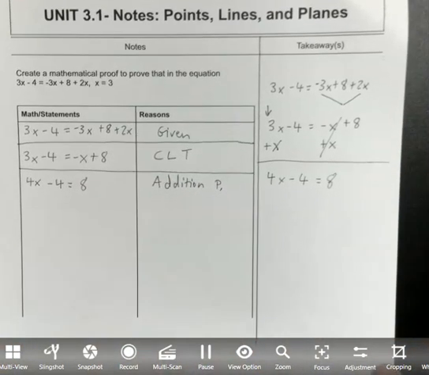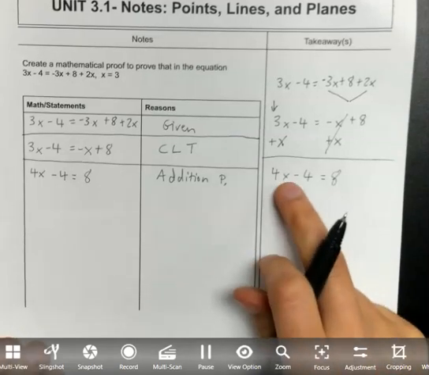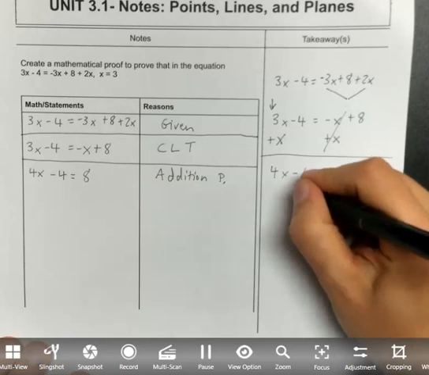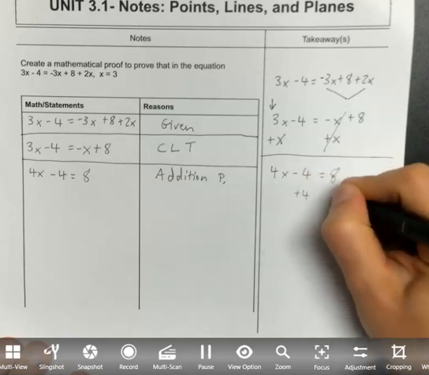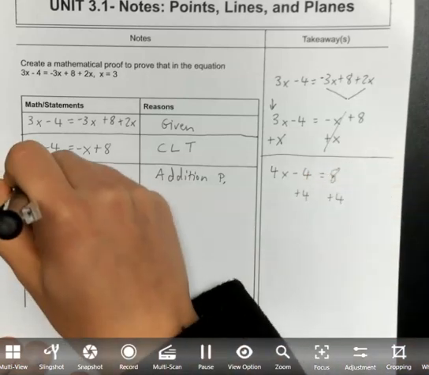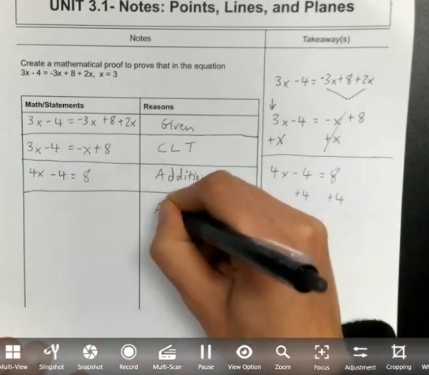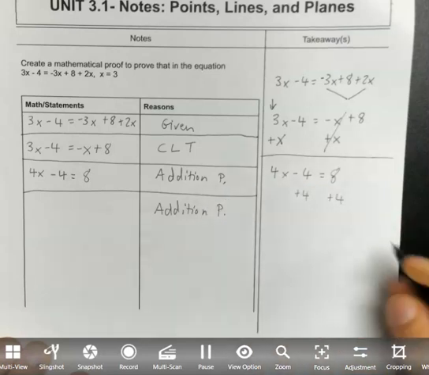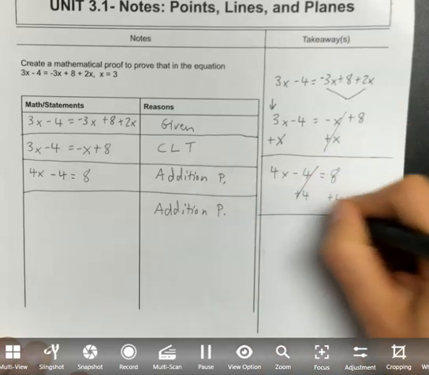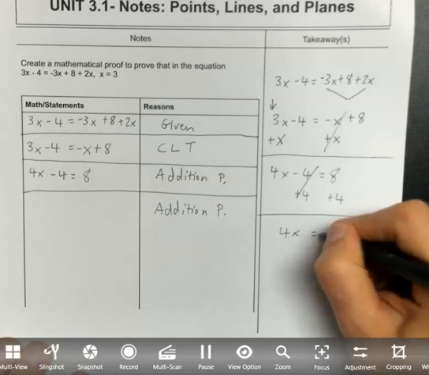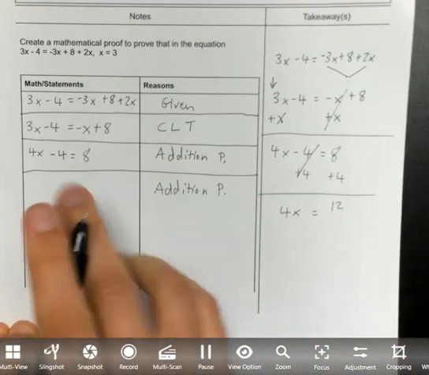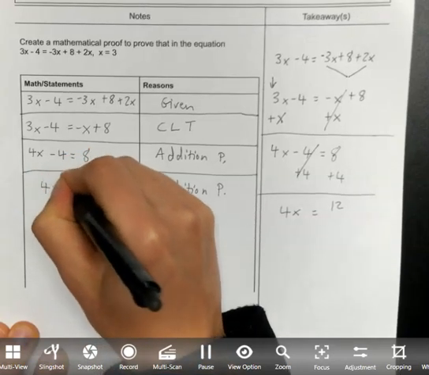Okay, so next thing what I would do to get this x by itself is I would want to move this 4 to the other side. So to move it, I would add 4 to both sides. So I'm doing addition property again. This cancels out. We get 4x is equal to 12. So over here, I would write 4x equals 12.